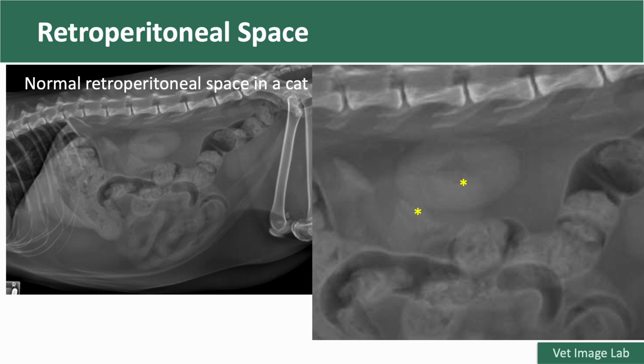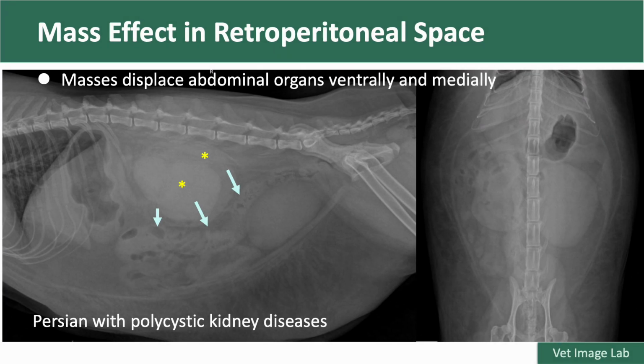This is a lateral radiograph, and as you can see, both kidneys are marked with asterisks. They're clearly visible and well outlined by perirenal fat, which appears as a slightly darker area in the retroperitoneal space. But in a Persian cat with polycystic kidney disease, the kidneys are markedly enlarged, as indicated by the asterisks. These enlarged kidneys are pushing the intestinal loops forward and downward.